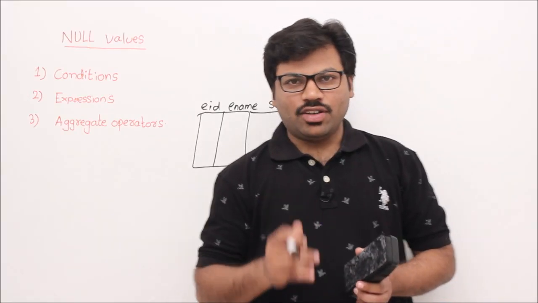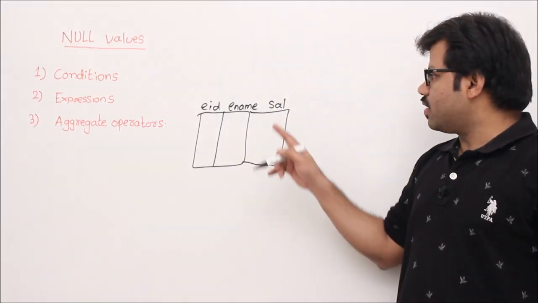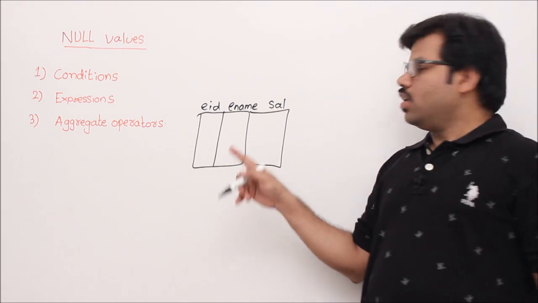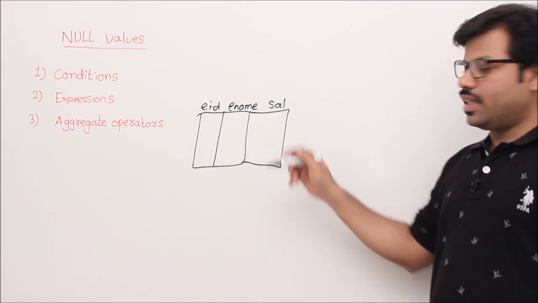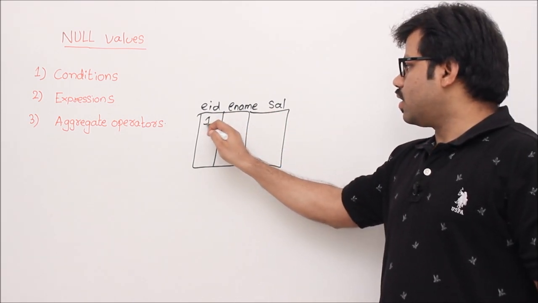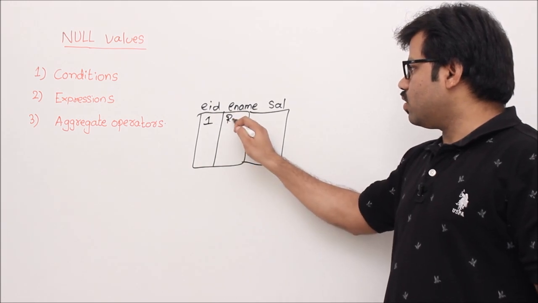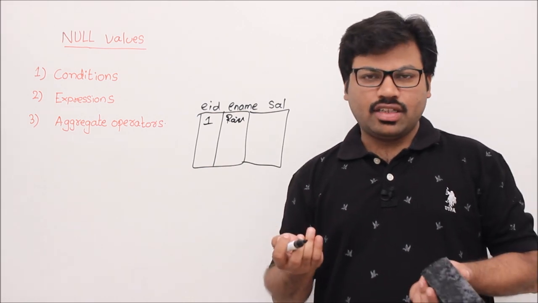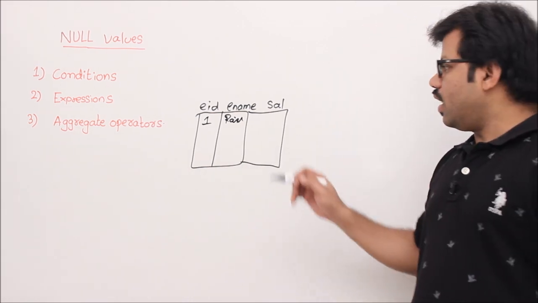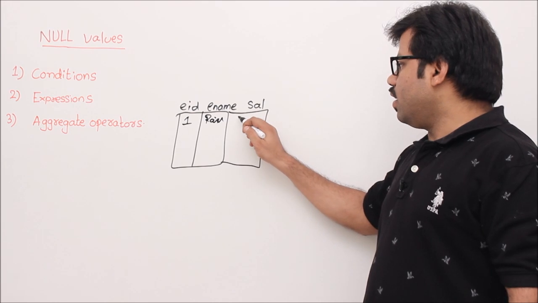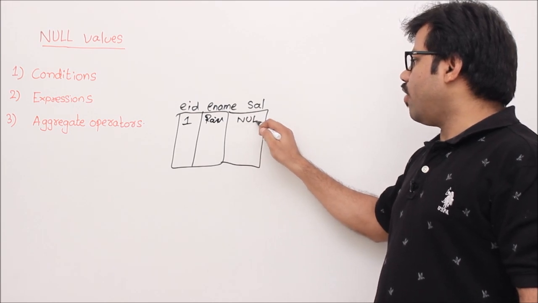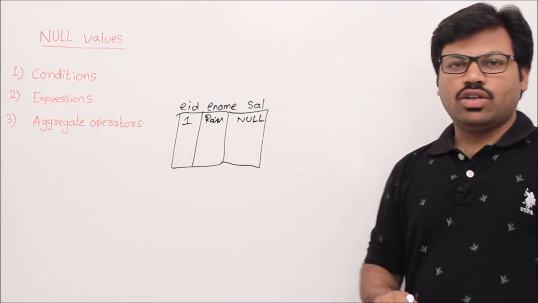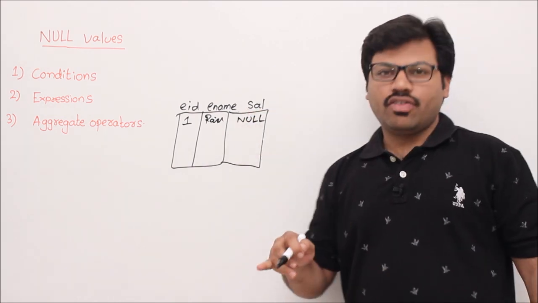Let me introduce you to null values. Sometimes in some column, for example salary in this employee table, I don't know what to write. Let's say there is one person, employee ID 1, whose name is Raju. This employee's salary, let's say at this moment, is undefined. That means nobody knows. Then we have to write something here, so that's why we use a null value. Null is to say that we don't know the salary of Raju.